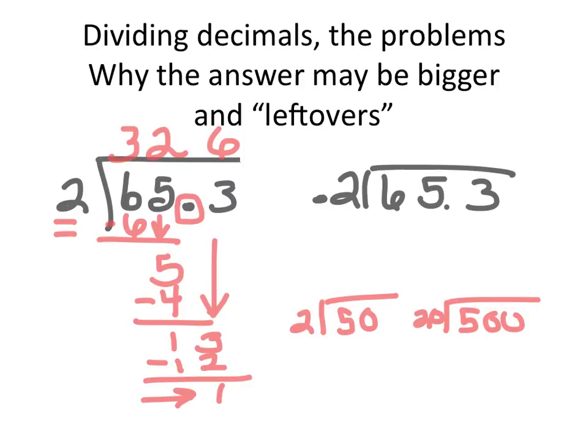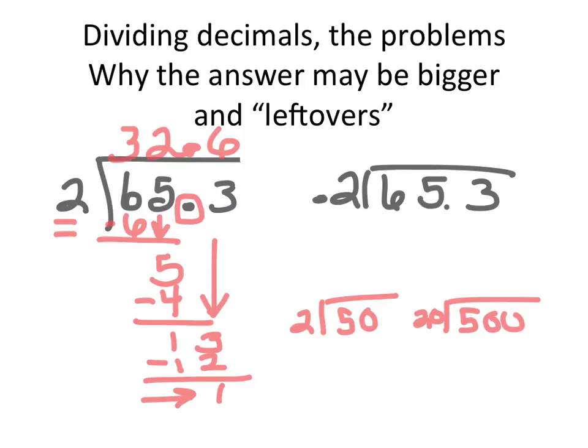We want students again to be able to estimate. How many 2's do they think there are in 65 and 3/10? If they just estimate, the answer would be about 32. So we know that we have to put our decimal in a place that gives us about 32. Now we can go back and say, well, what are we going to do with this 1 down here?